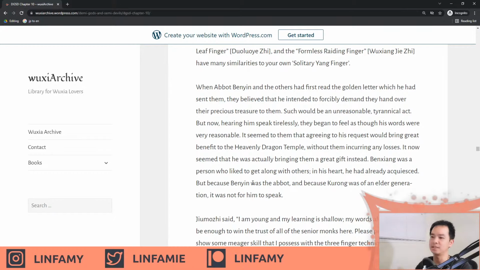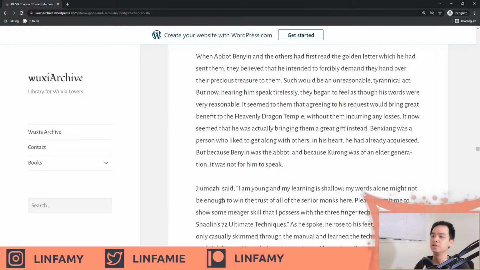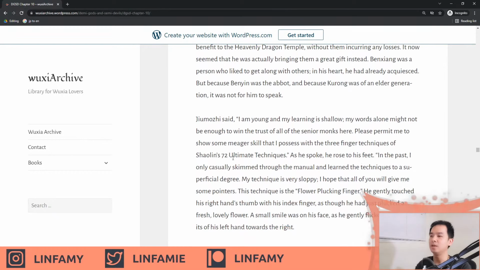Bunxiang was a person who liked to get along with others. In his heart, he had already acquiesced, but because Bun Yin was the abbot, and because Kurong was of an elder generation, it was not for him to speak. Jiumozi said, "I am young, and my learning is shallow. My words alone might not be enough to win the trust of all the senior monks here. Please permit me to show some meager skill that I possess with 3 finger techniques of Shaolin's 72 ultimate techniques."